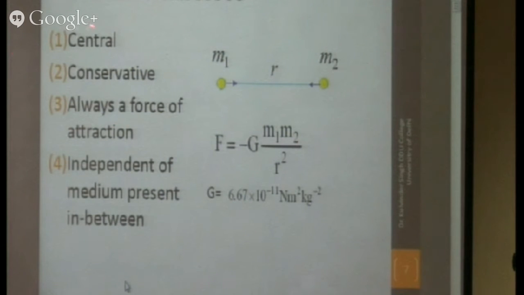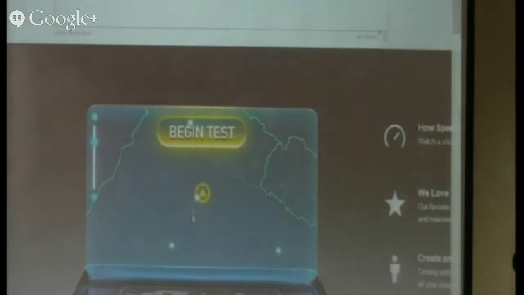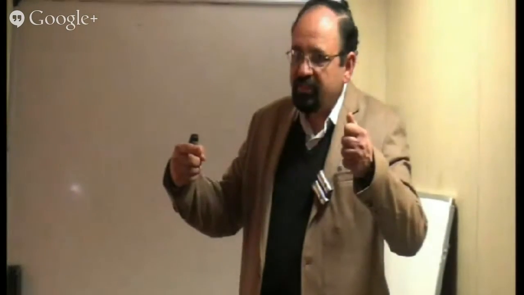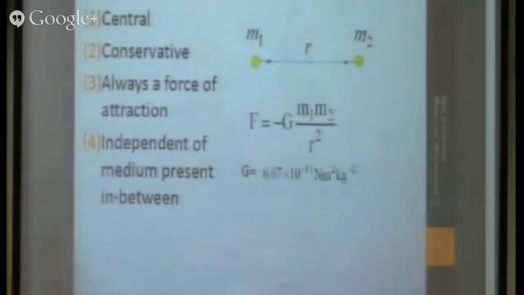Here I have listed some of the important properties of this gravitational force which you should keep in mind, and they'll really help you to solve the problems. The first thing is that this force is a central force. What's the meaning of the central force? It means that the force of attraction is always along the line joining the two, right? That means there is a specific center there.